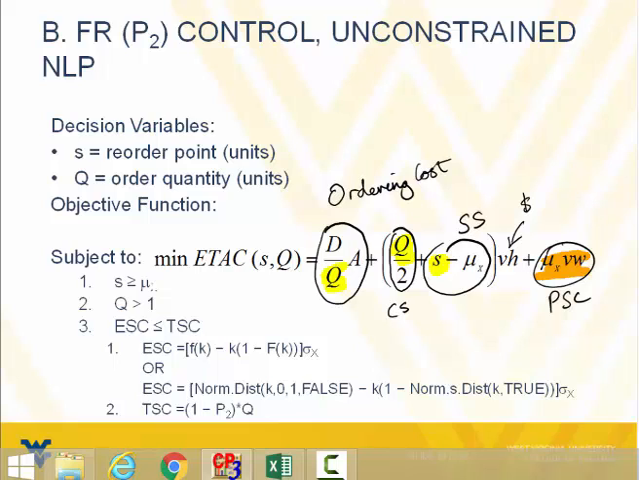Now, we have to set some restrictions on the variables. So the first restriction is your reorder point has to be more than your average lead time demand.